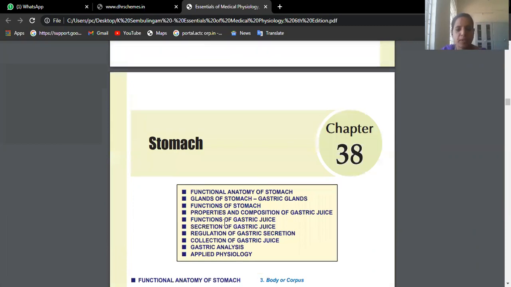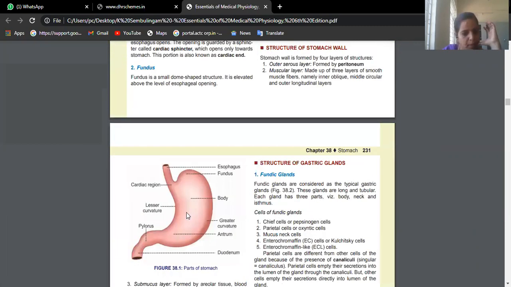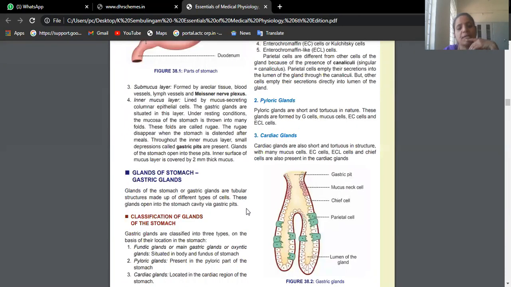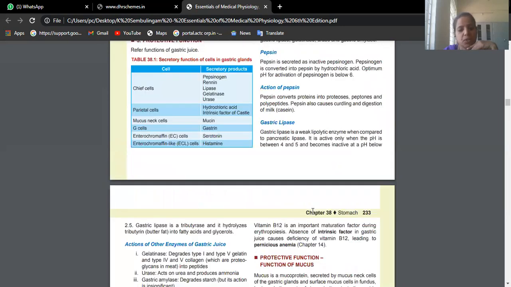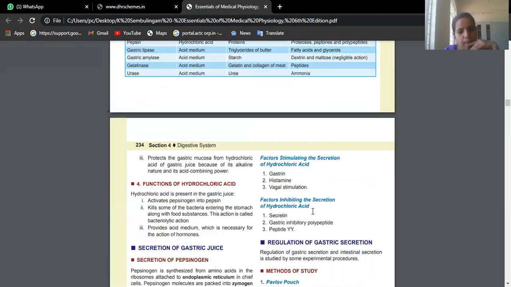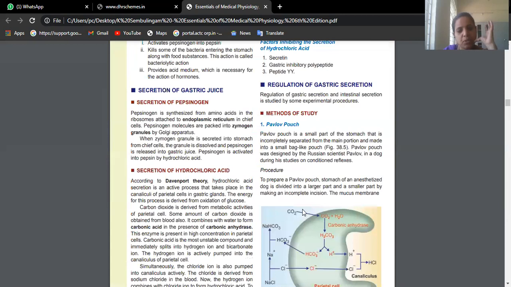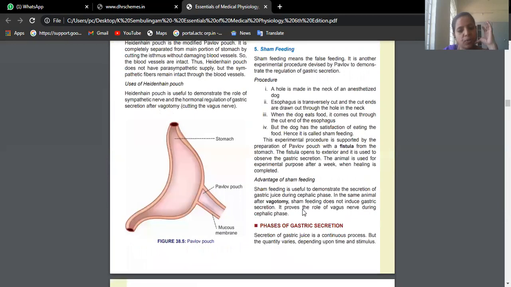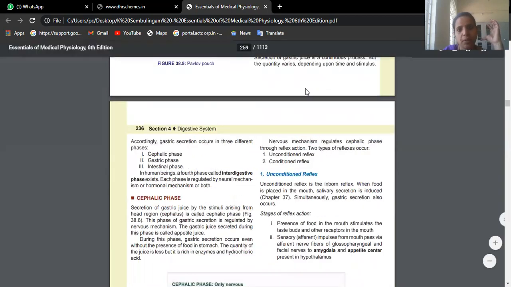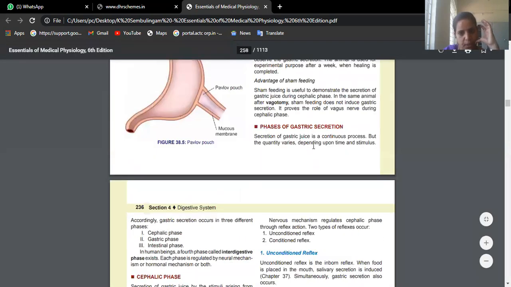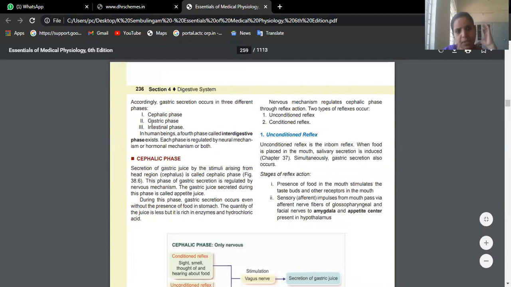In the stomach, in the lumen of the stomach, gastric glands are there. These gastric glands are concerned with the release of gastric juice. So the phases of secretion are, see here, beta. He is asking a very simple question. He didn't even ask composition. What are the phases of gastric secretion? Cephalic phase, gastric phase, intestinal phase.